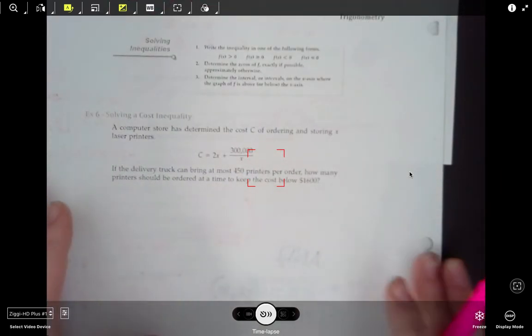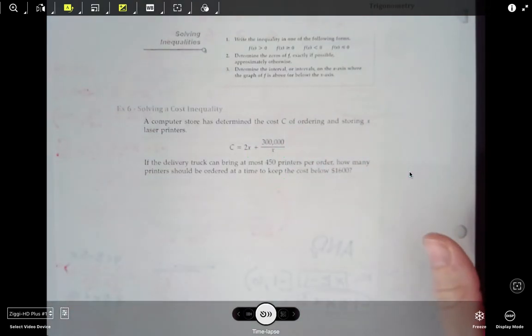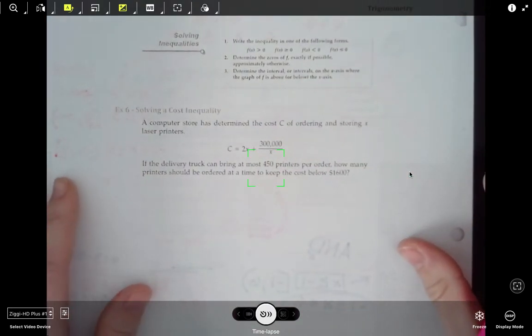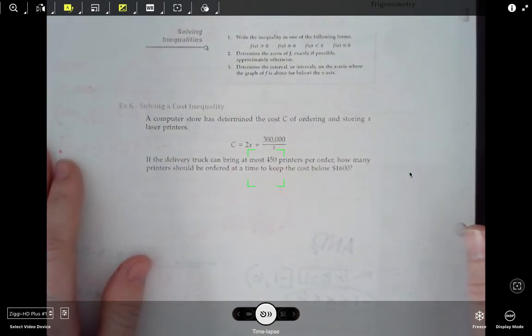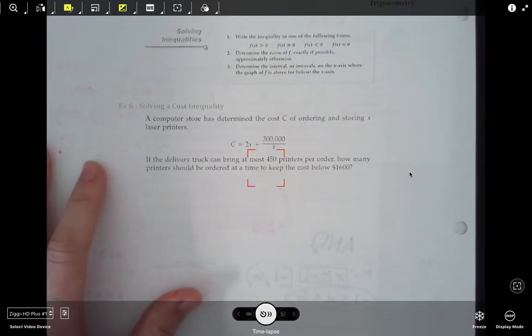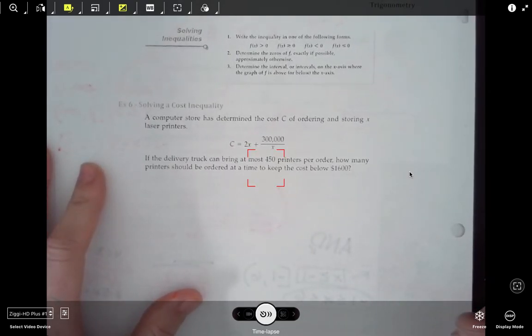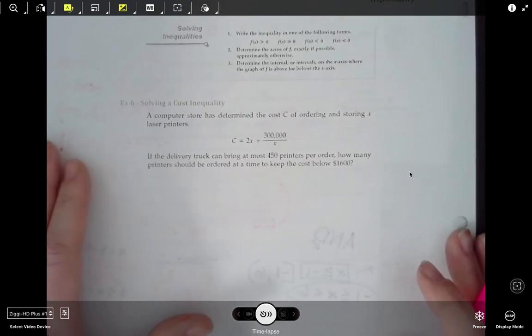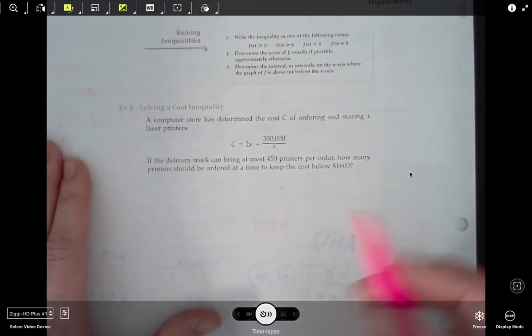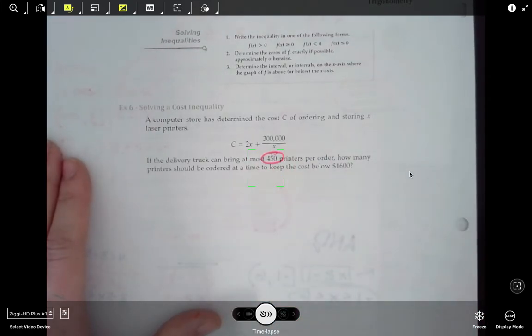Oh man, a computer store has determined the cost C of ordering and storing laser printers. If the delivery truck can carry at most 450 printers per order, how many printers should be ordered at a time to keep the cost below $1,600? Okay, if the delivery truck can carry at most 450 printers per order. Okay. How many printers should be ordered to keep the cost below $1,600?